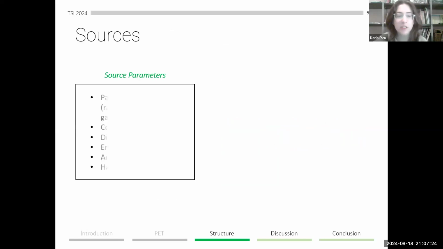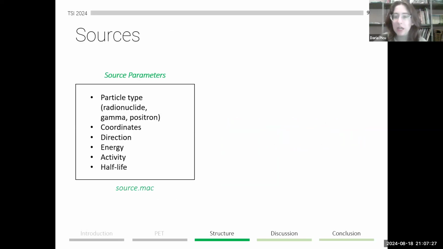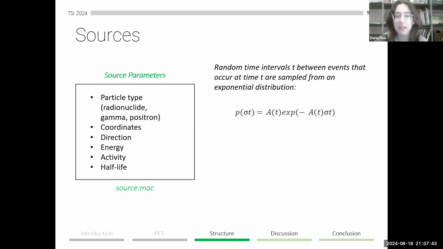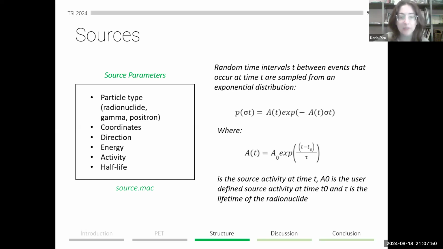Several parameters of the source include the particle type, radionuclide, gamma, or positron, coordinates, direction, energy, activity, and half-life, which are all defined within the source.mac file of our simulation. The GEANT4 database defines lifetime using an absolute time t and an interval tracking time. Random time intervals between events that occur at a time t are sampled from the exponential distribution, where the following formula is used to find the source activity at a time t. A0 is the user-defined source activity at the time 0, and tau is the lifetime of the radionuclide.